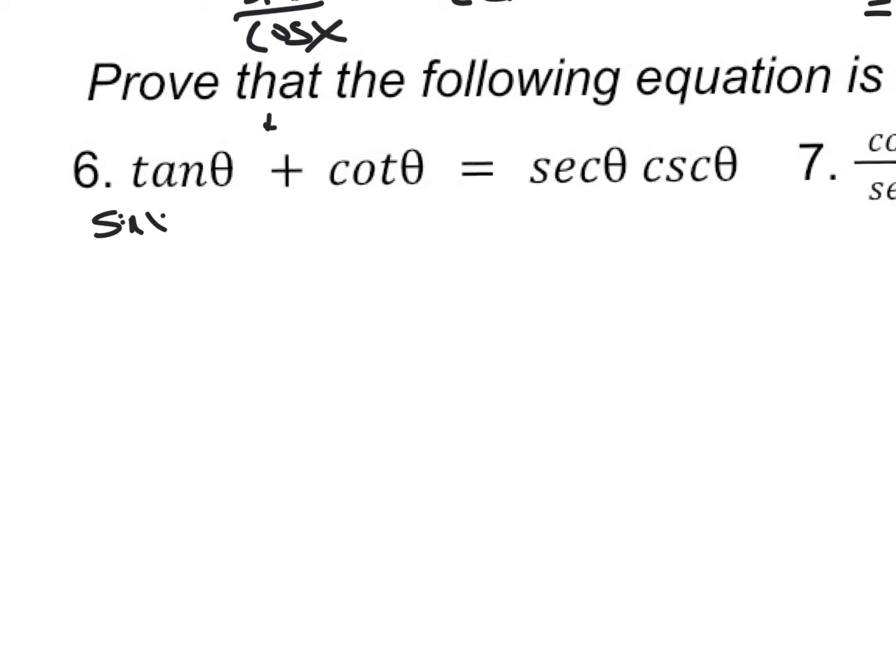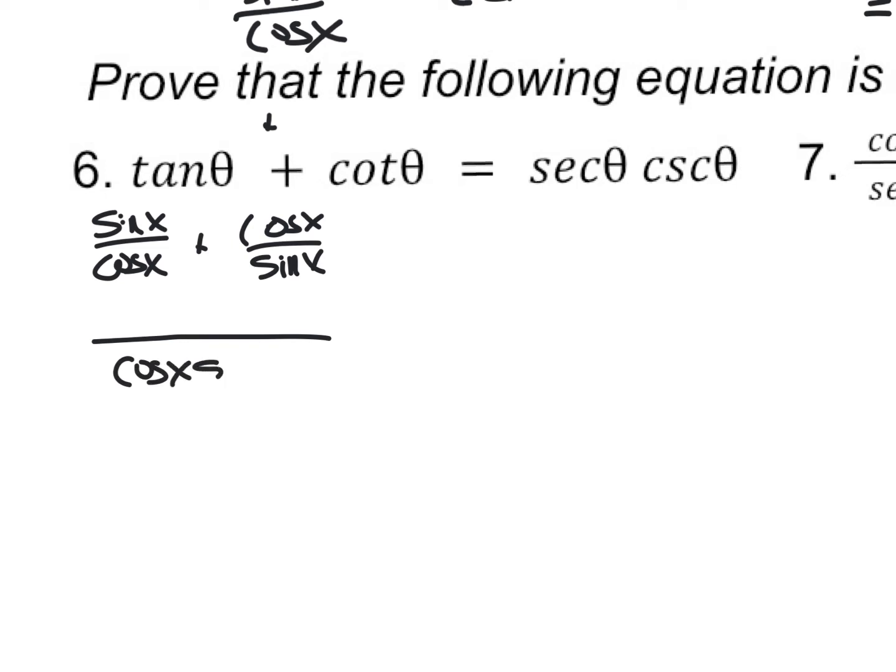One good strategy, again, is change them all to sines and cosines. That's sine x over cosine x. Cotangent is cosine x over sine x. Now I'm going to add those together. Remember a shortcut I taught you? When you add fractions, you just multiply your denominators like that, and your numerators, then to get your numerator, just cross multiply. So I'm going to do sine times sine, sine squared, cosine times cosine, cosine squared.